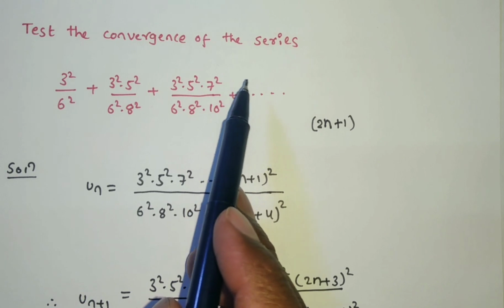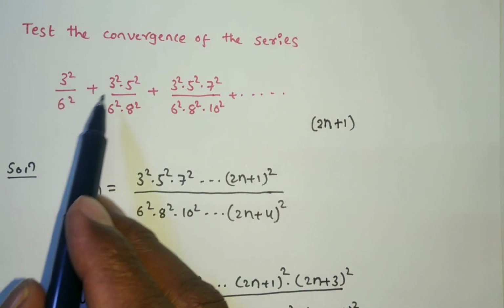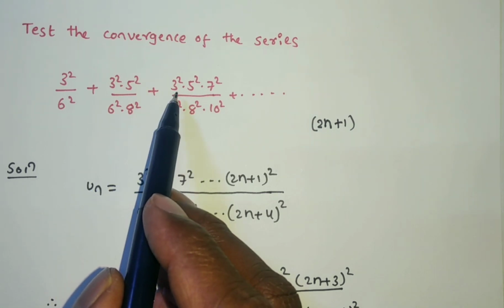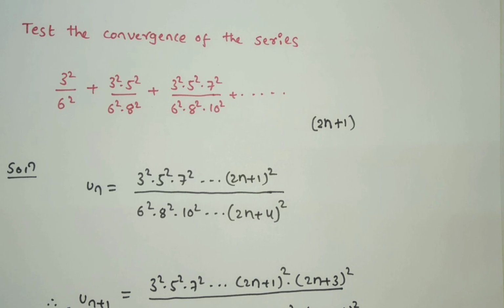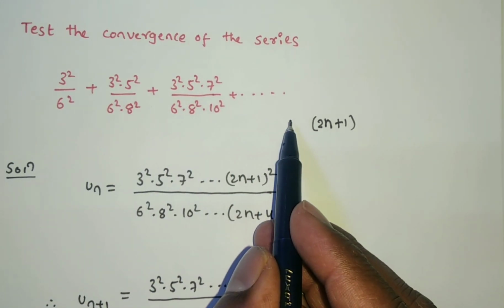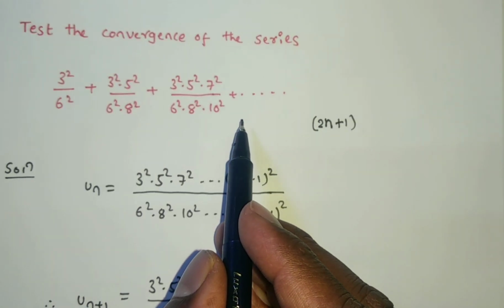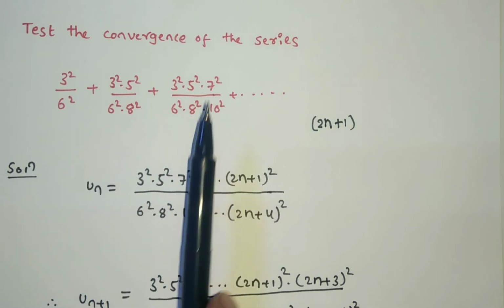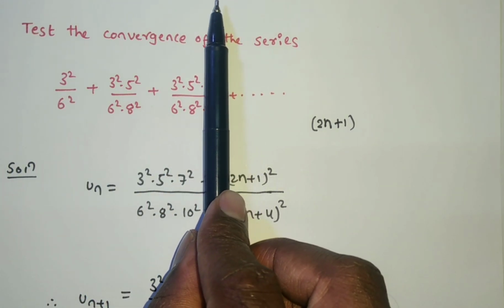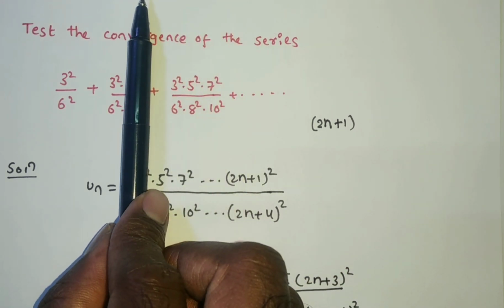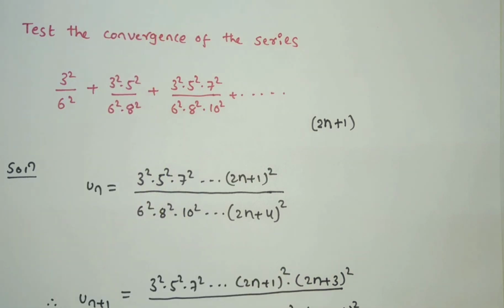Test the convergence of the series 3 square by 6 square, 3 square dot 5 square by 6 square dot 8 square, plus so on. This is the given series. Now in this series, is the nth term given? No. So we have to find the nth term by observing this series. You see, this is the first term, second term, third term. The third term contains the second term, is it or not? Yes. The second term contains the first term. Yes. So this is called a repeated series form.